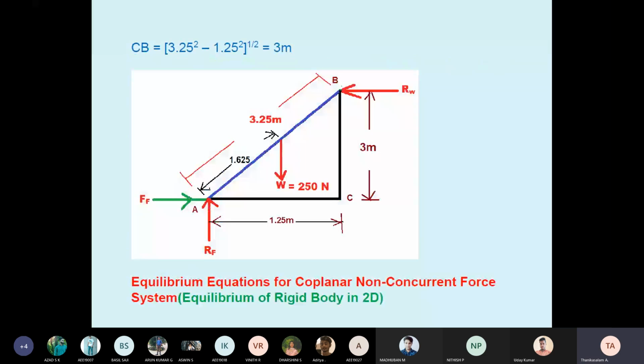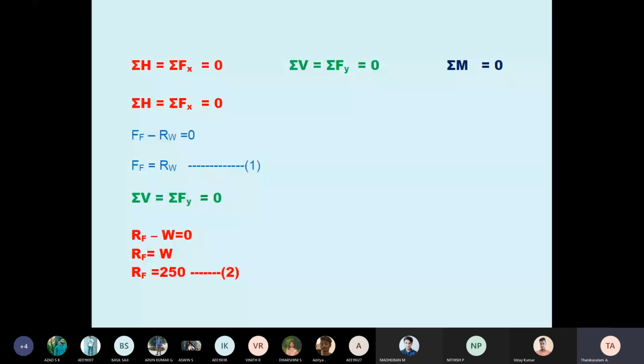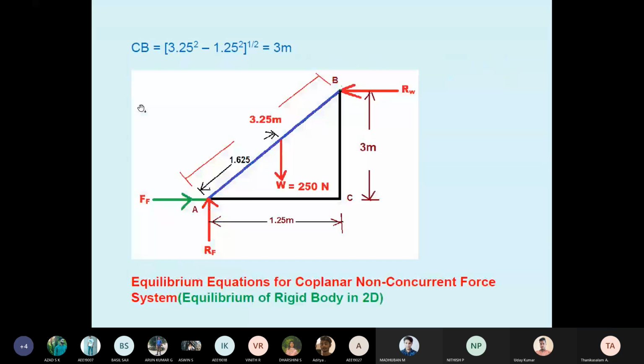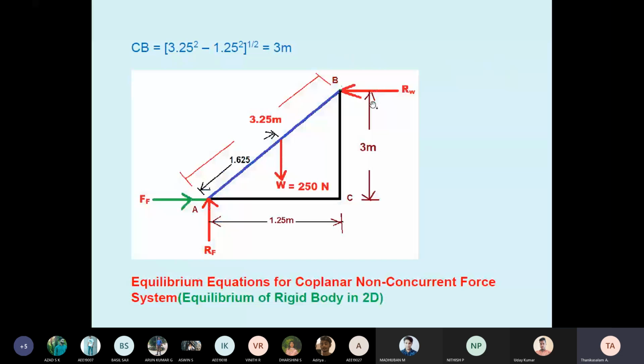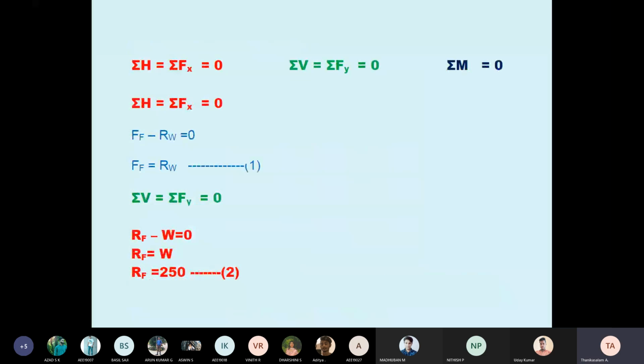Okay. So this force system is coplanar non-concurrent. For the equilibrium equations: summation H equals 0, summation V equals 0, summation M equals 0. So what are the horizontal forces? See the diagram. FF goes to the right side, plus RW to the left side, minus. So FF minus RW equals 0. Therefore FF equals RW. RW means reaction at wall. Okay, I am taking this as equation 1. Now the second equation, summation of V equals 0. What is in the vertical direction? See, RF vertical upward, W vertical downward. So RF minus W equals 0. Therefore RF equals W. What is W? 250, the weight is given. Equation 2. So our aim is FF, no? So we want RW, no?